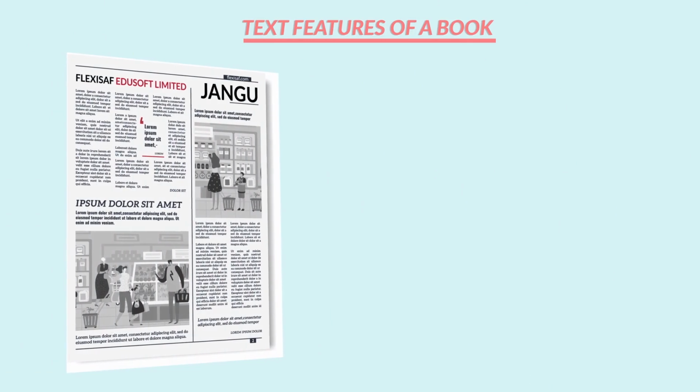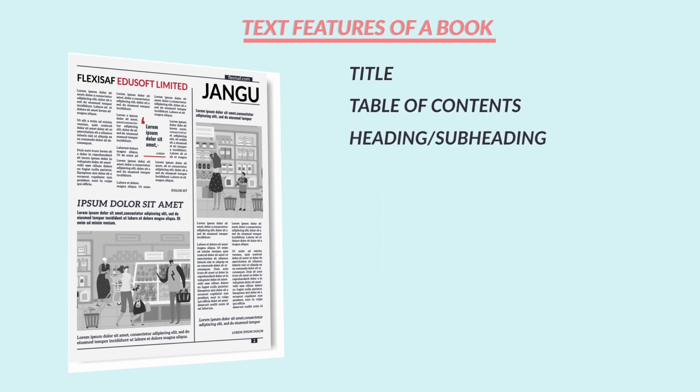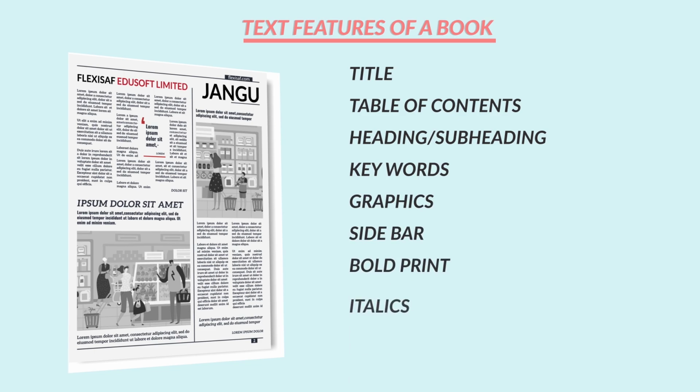Now, text features of a book or a magazine are the components of a passage that are not in the main body of text. Examples include the title, table of contents, headings or subheadings, keywords, graphics, sidebar, bold print, italics, index, and glossary. Now let's learn what each of these features mean and how to recognize each of them within a text. Number 1. The title.